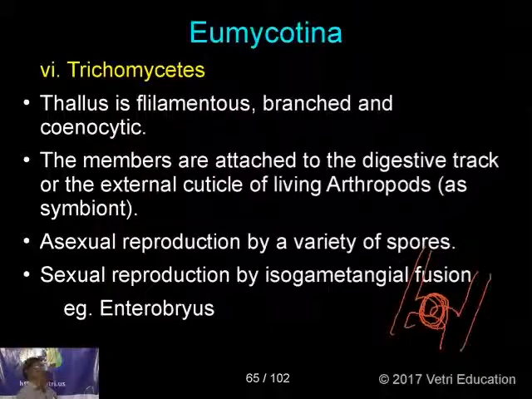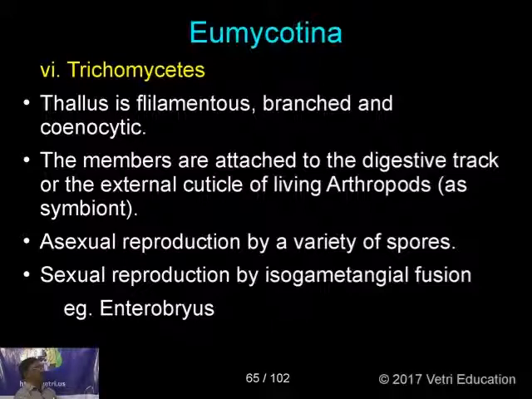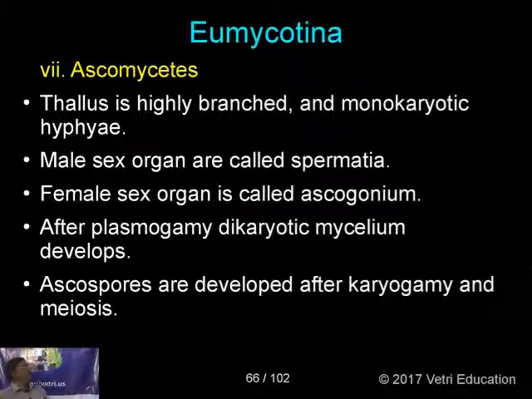Next, Trichomycetes. Thallus is filamentous, branched and coenocytic. The members are attached to the digestive tract or the external cuticle of living arthropods. They are attached to living organisms and lead a symbiotic life. Asexual reproduction is by a variety of spores and sexual reproduction by isogametangial fusion. Here also two similar gametangia come together and fuse and form the zygote. Example, Enterobryus. So this is associated with animals.